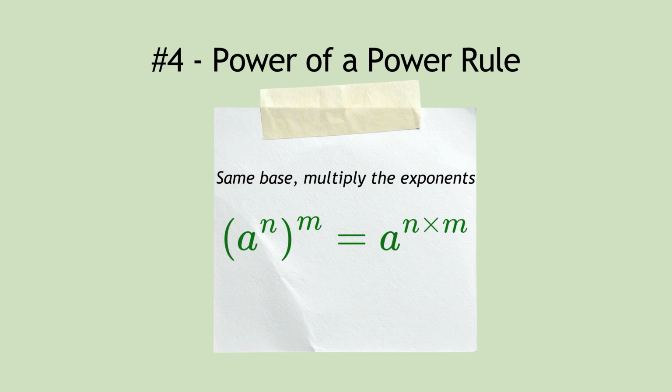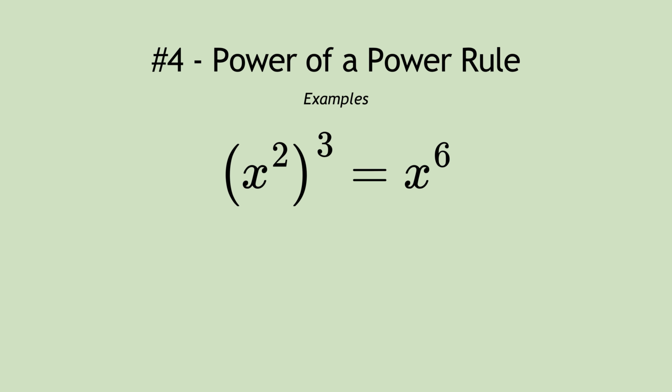Rule number 4, power of a power rule. This is when you're going to have the same base. It's usually going to be like one base, and you're going to be multiplying the exponents. So we have a to the power of n to the power of m. Whenever you see parentheses and you see exponents, kind of think of the parentheses as a multiplication sign, right? So our answer is going to be a to the power of n times m. Let's look at some examples. So x to the power of 2 to the power of 3.